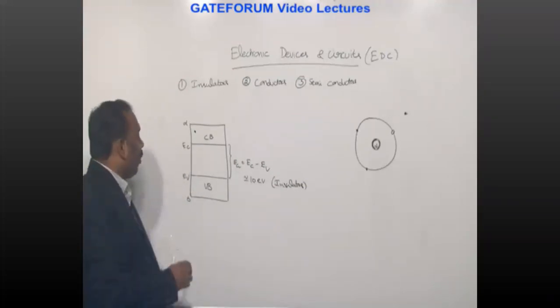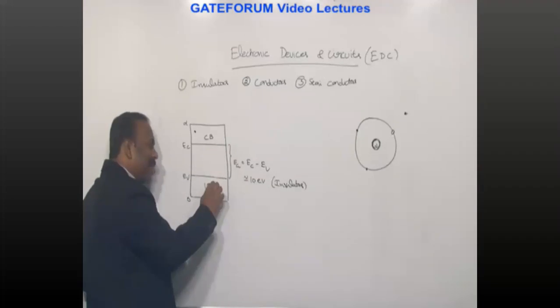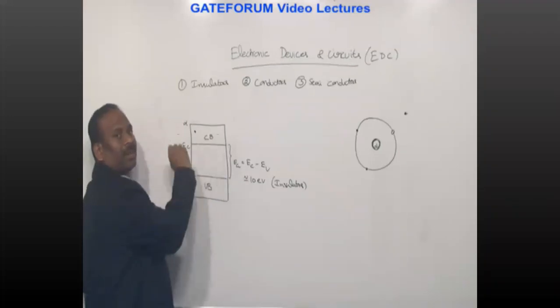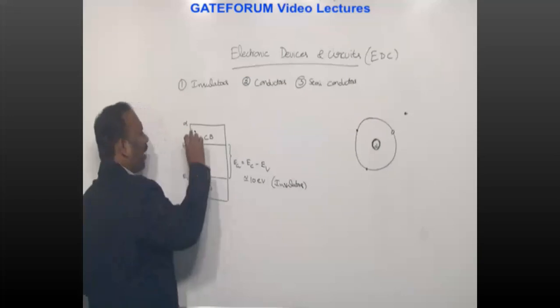Now, what is this? Okay, clear this. What is the meaning of forbidden energy gap? This much of energy has to be supplied to move an electron from the valence band to the conduction band. That is the forbidden energy gap. Now, what is this valence band? What is this conduction band?